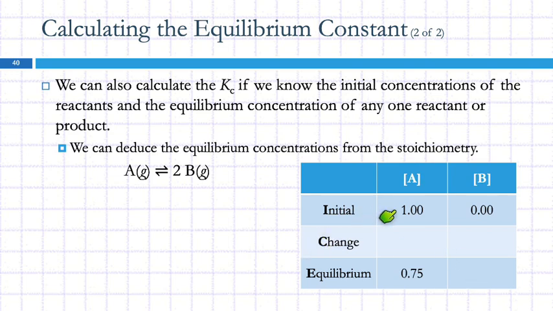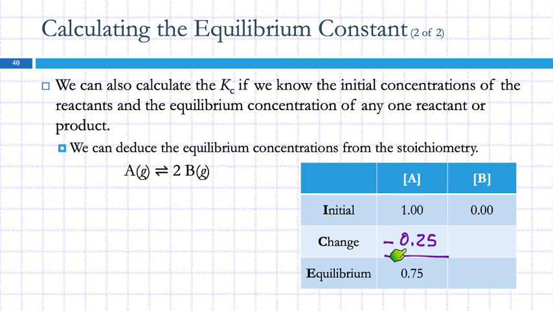Well, what's the change from initial to equilibrium for A? It went down, negative, because it decreased 0.25. So if I take the initial and combine it with the change, I get the equilibrium. Make sense?